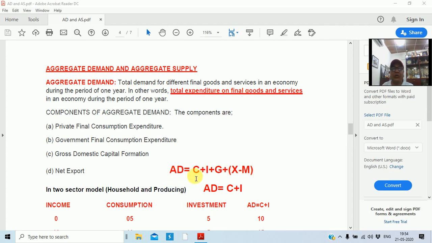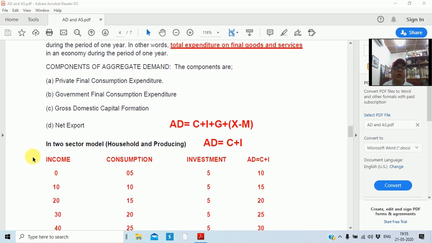Aggregate demand is equal to private final consumption expenditure, gross domestic capital formation, government final consumption expenditure plus net export. Why are we able to get these components of aggregate demand? Because aggregate demand means total expenditure, and total expenditure is made on consumption, which is called private final consumption expenditure, and government final consumption expenditure. Expenditure is made on capital goods, that is called gross domestic capital formation, and expenditure is made on final goods and services by the rest of the world, that is called net export.